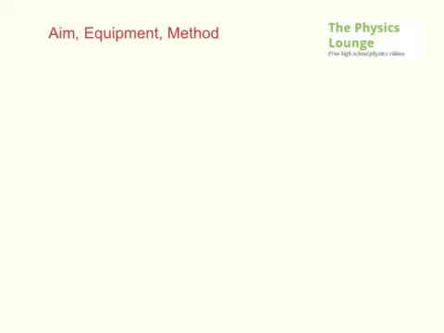So in this video we're looking at how to write up your aim, equipment and method parts of an investigation. So first of all, your aim: you have to describe what you're investigating.